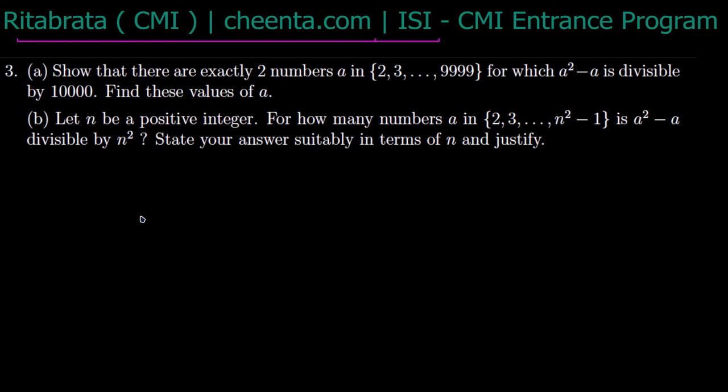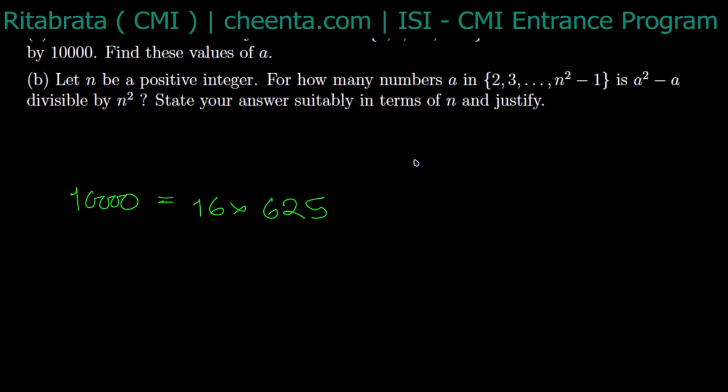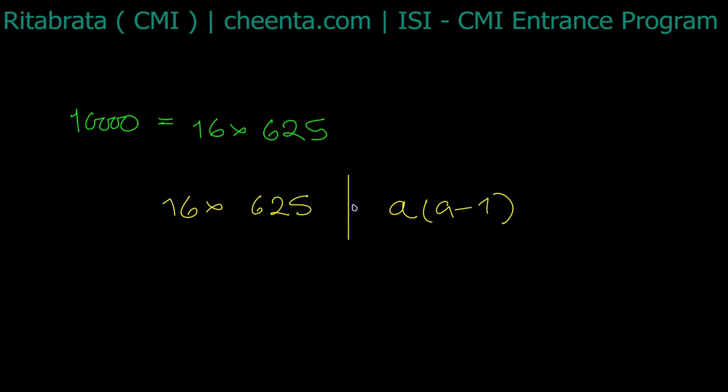One thing to observe is that let's try to factor 10,000 into co-prime factors. So I can reduce my case to co-prime factors for divisibility. 10,000, you can easily factor it out. It is 16 times 625, and this is a co-prime factorization. So 16 times 625 divides a square minus a, that is a times a minus 1, if and only if both of them divide it, because they are co-prime, so they don't cancel out any common factors.